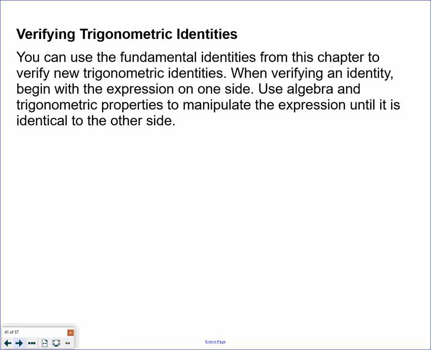Verifying, and again, this is where the sad face comes in. When you have a fundamental identity from the chapter to verify, when verifying the identity, you begin the expression on one side. You're only allowed to look at one side. Use algebra and trigonometric properties to manipulate the expression until you get the other side.